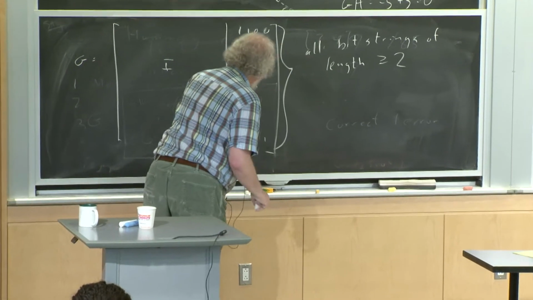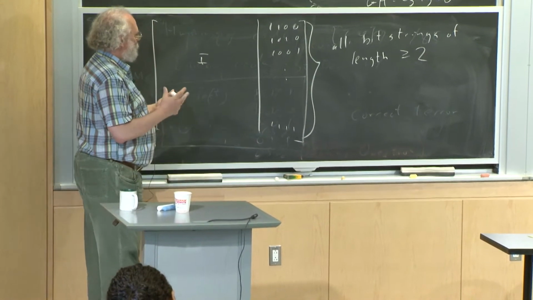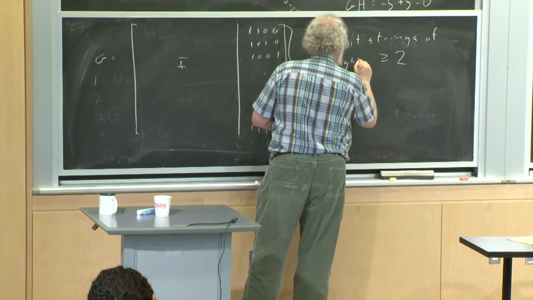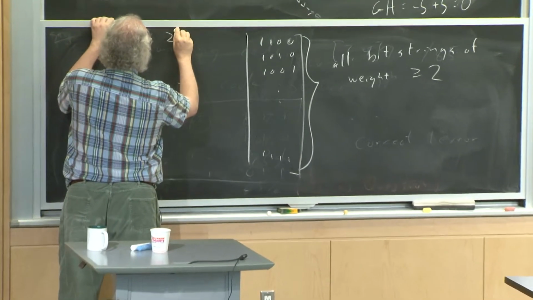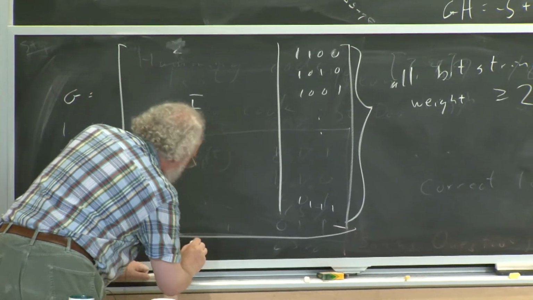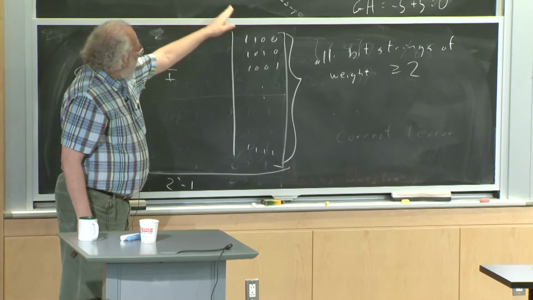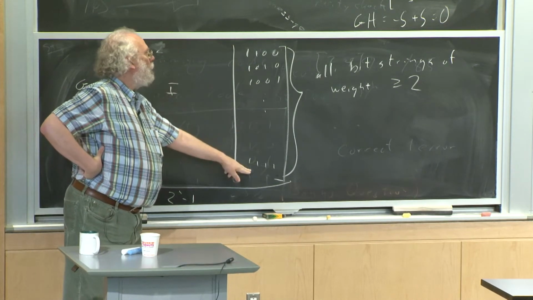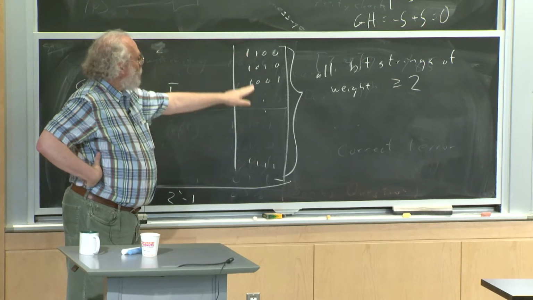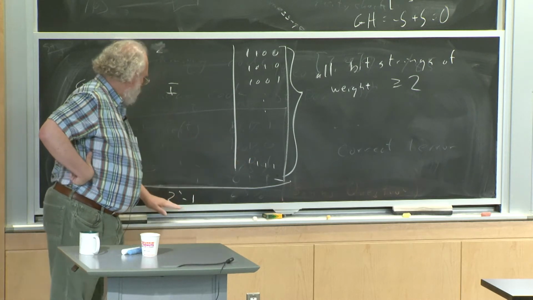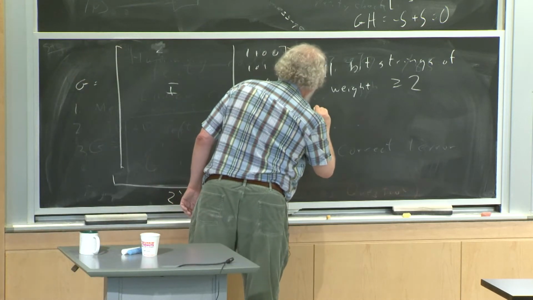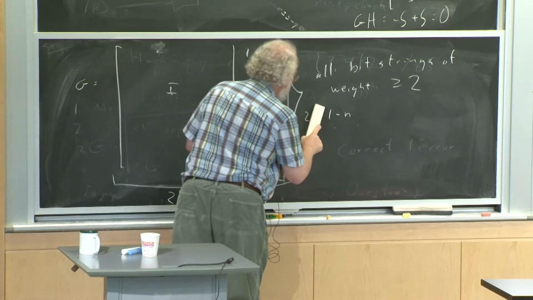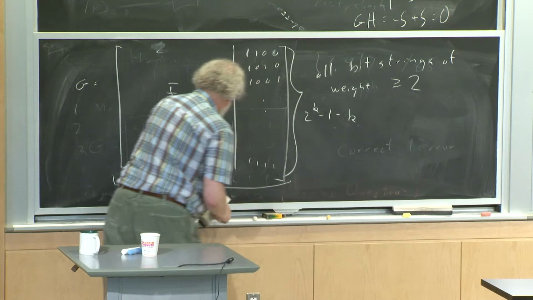So how many of these are there? Of weight greater than or equal to 0. And I guess this is going to be 2 to the n minus 1. Because if you add all the strings of weight 1 to these, you get all binary strings of weight greater than or equal to 1, and we know there are 2 to the n minus 1 of them. So this is 2 to the n minus 1 minus n, because there are n binary strings of weight 1. Okay, n is not a good number. 2 to the k minus k, and 2 to the k.